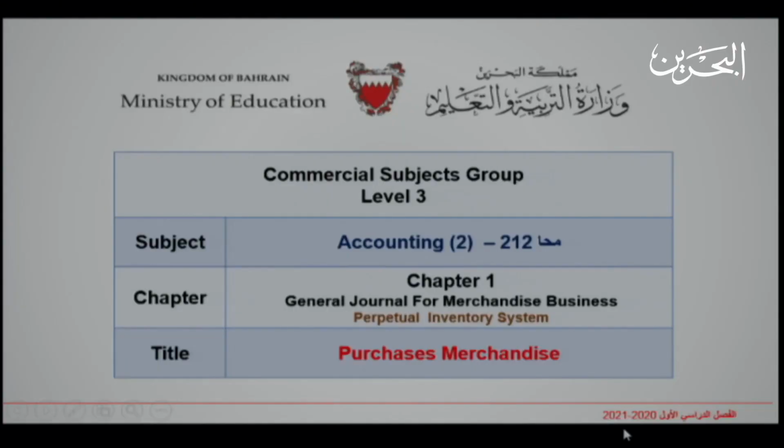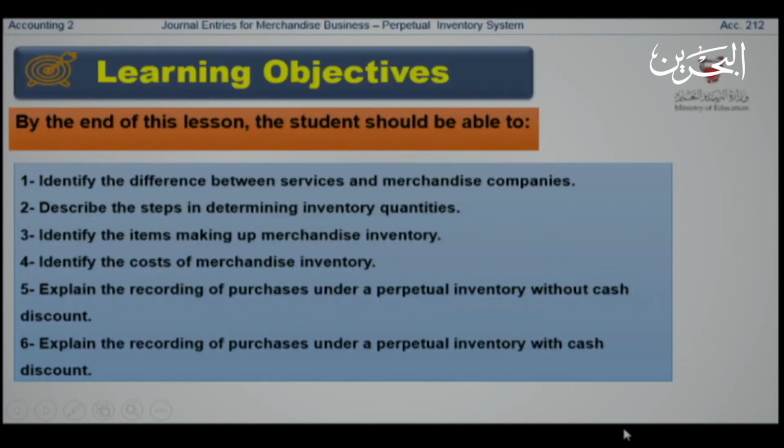Today we will cover chapter 1, the general journal for merchandise business with perpetual inventory system, and our lesson about the purchase merchandise. By the end of this lesson, students should be able to, firstly, identify the difference between service and merchandise companies. Secondly, describe the steps in determining inventory quantity.